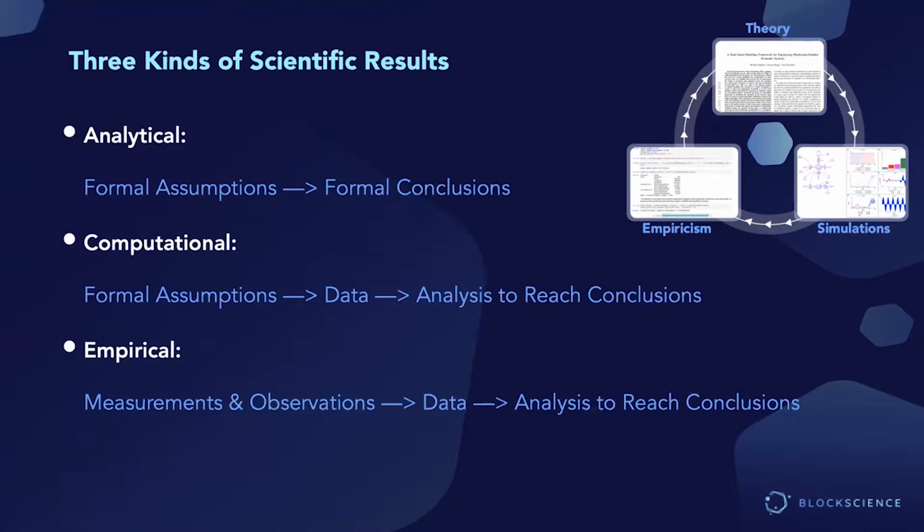That starts us on the path to our empirical science, where we have measurements and observations which generate data. So you can see an overall trend from theory, formal assumptions and formal conclusions, to something more practical, where computational is formal assumptions yields data, and then we do our somewhat subjective analysis to reach conclusions. And then we have empirical, where we've made whatever measurements and observations we can, which produces data, and we can have analysis to reach conclusions. Once you close the loop between the three, you can get a pretty complete picture, even in complex or uncertain scenarios.